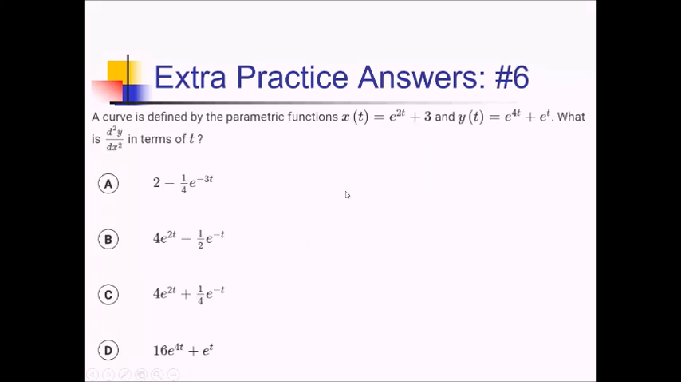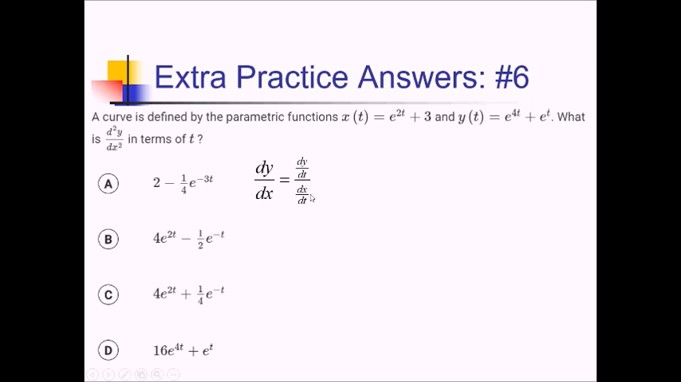For this one, we have a curve defined with x of t and y of t. We want the second derivative in terms of t. To figure that out, we're going to have to get dy over dx in terms of t, and that's going to equal, in general, dy over dt divided by dx over dt, basically derivative of y over derivative of x with respect to time.